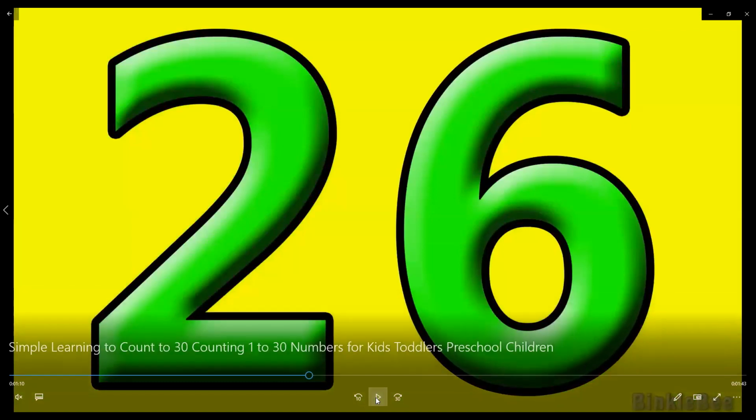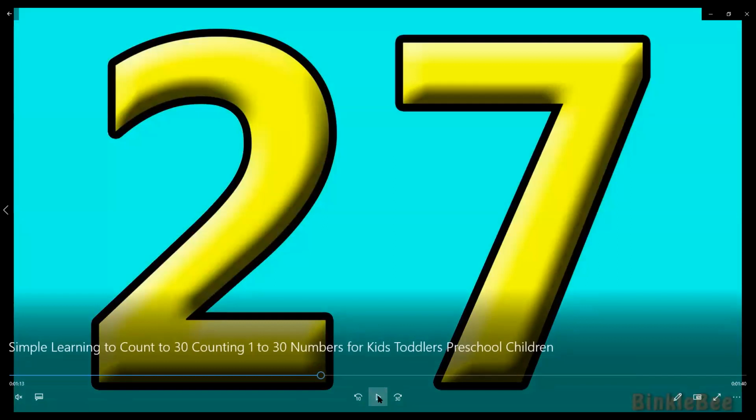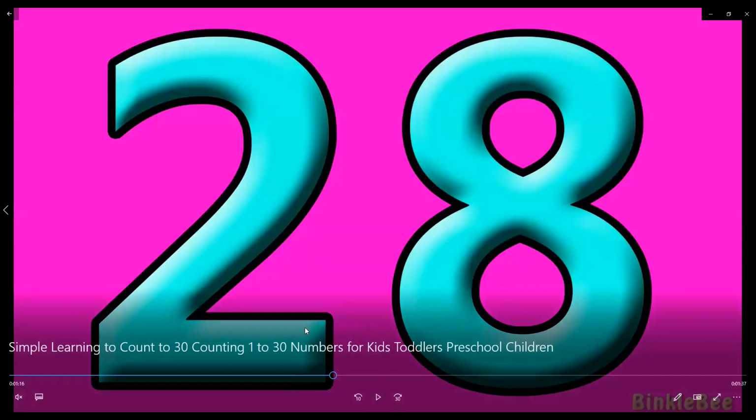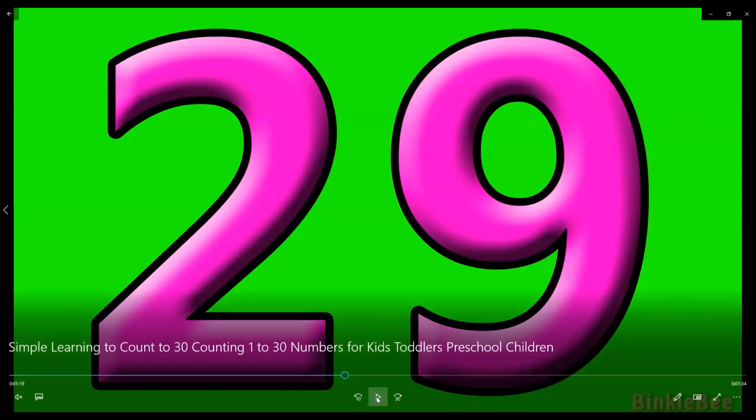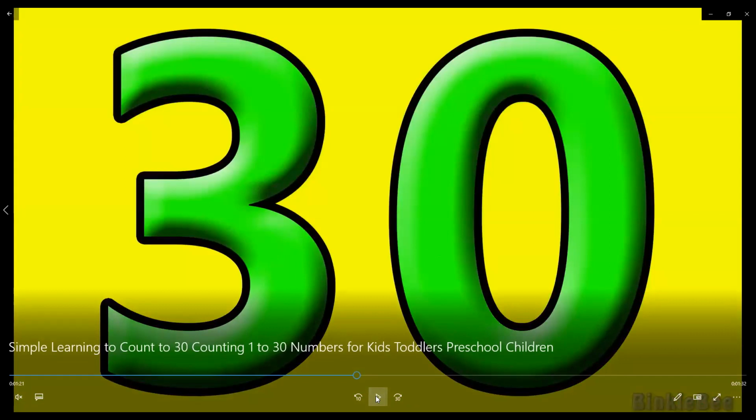26. Which number is this? 26. Then the next number is 27. 27. Very good. Now the next number, 28. Which number is this? 28. The next number is 29. Which number is this? 29. Then 30. 30. Which number is this? 30.